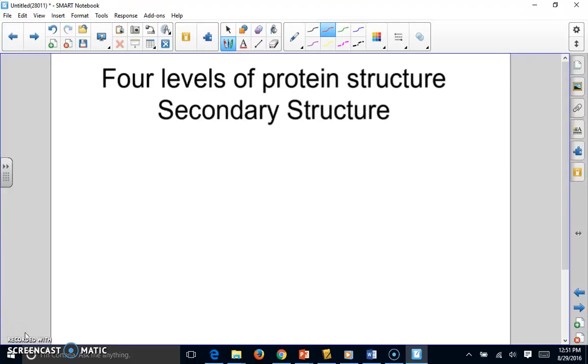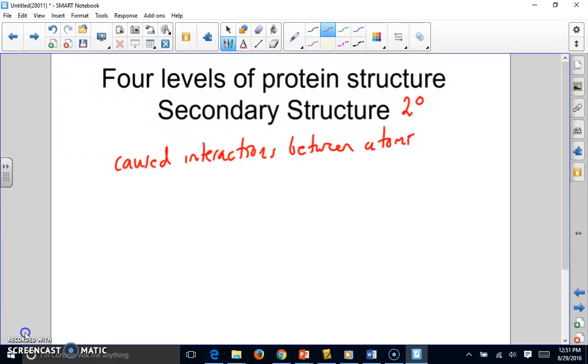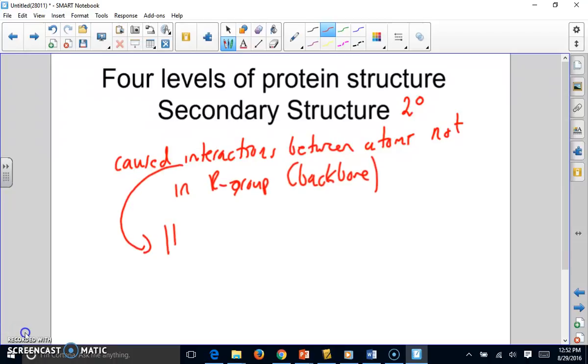The next level of protein structure is secondary structure, or as we abbreviate it, 2. I'm going to define secondary structure and then use a picture to explain it. It's a little bit more complicated than primary structure. So secondary structure is caused by interactions between atoms not in the R group. And usually these atoms are called the backbone of the protein. And the interaction is actually a specific interaction. The specific interaction is hydrogen bonding.